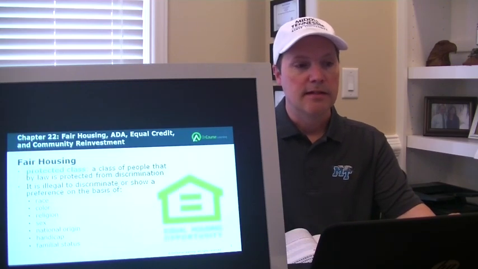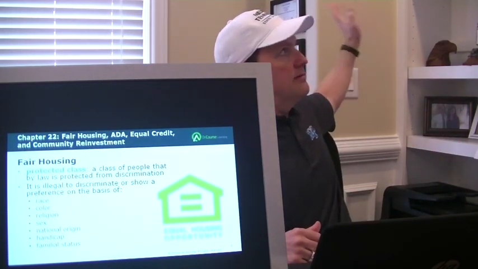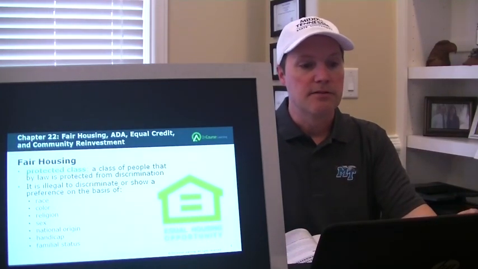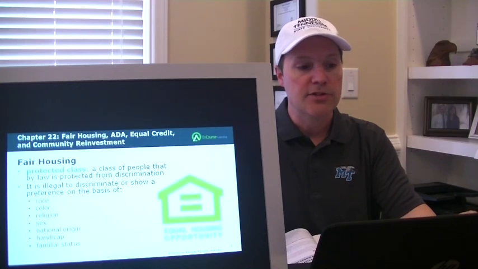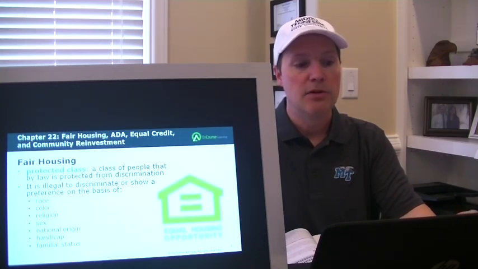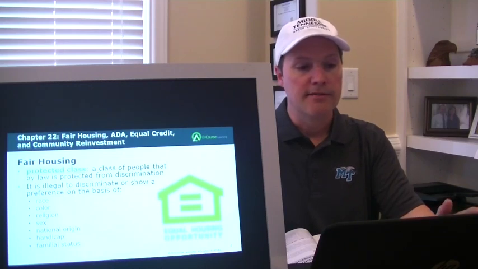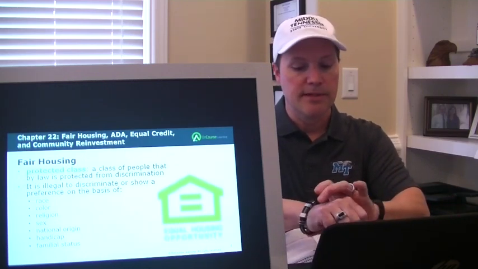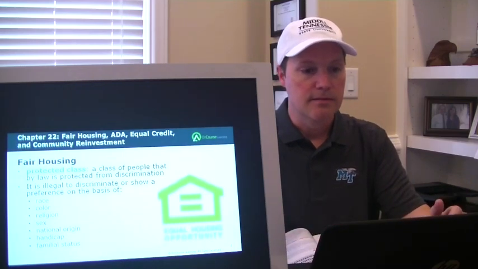Fair housing, this is a protected class. A class of people that by law is protected from discrimination. It is illegal to discriminate or show a preference on the basis of, and I actually have this printed, I have to have it printed on the wall of your office, and it's got the same thing right up there. Again, it's illegal to discriminate on the basis of race, color, religion, sex, national origin, handicap, or familial status. This is very, very important. There have been a lot of different lawsuits because of this happening throughout the country, and we make sure that it is abided by.